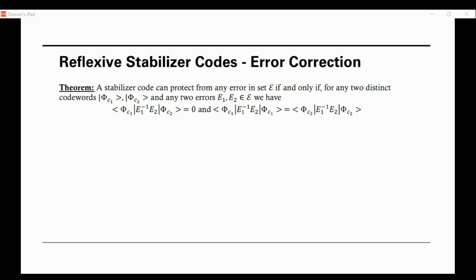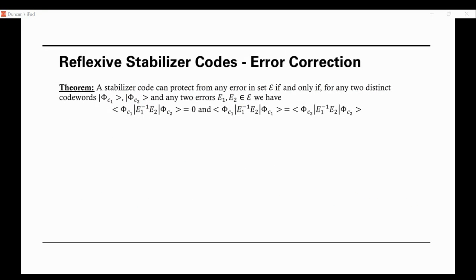All right, so we're just gonna finish up with a little bit more terminology before I move on to extending these things. So a stabilizer code can protect from any error in the set E if and only if for any two distinct code words, really orthogonal code words is what we want, and any two errors, after the errors they remain orthogonal, and they also have the same magnitude after applying these errors.